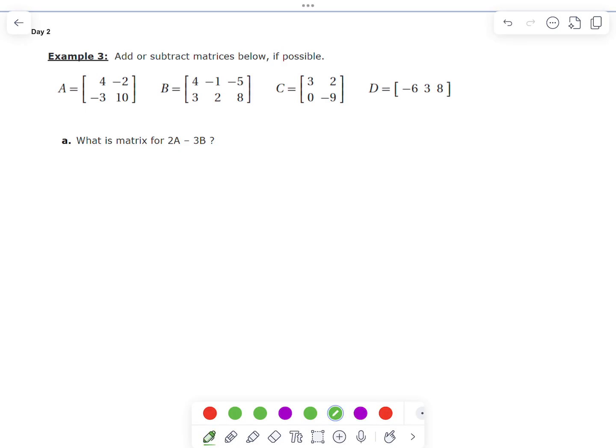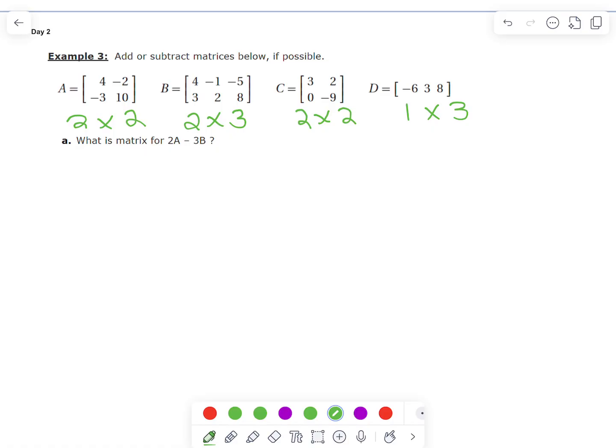So let's identify the dimensions again. Matrix A is a 2 by 2 matrix, 2 rows by 2 columns. Matrix B is 2 rows by 3 columns. Matrix C is a 2 by 2. And then matrix D is a 1 by 3. And it's asking us to multiply 2 times A and then subtract 3 times B.